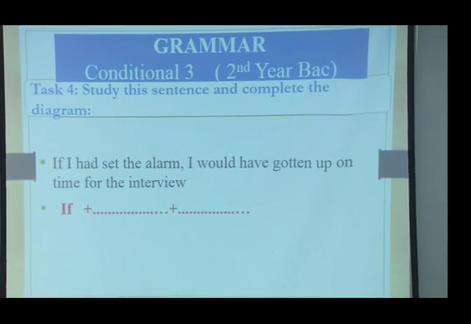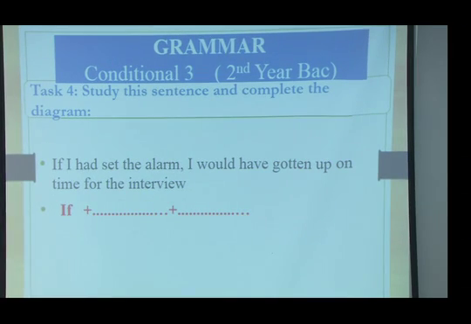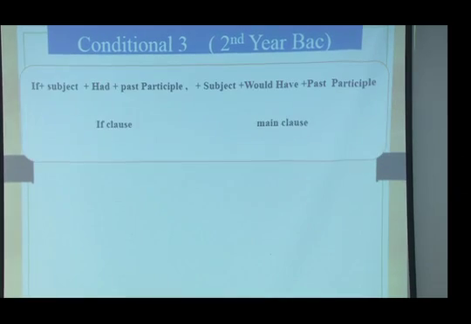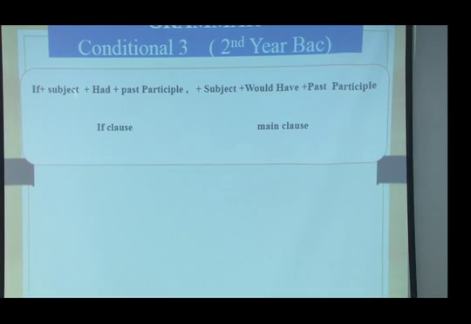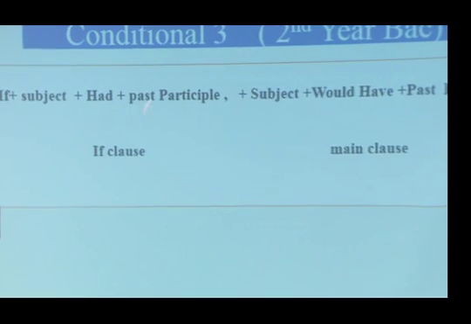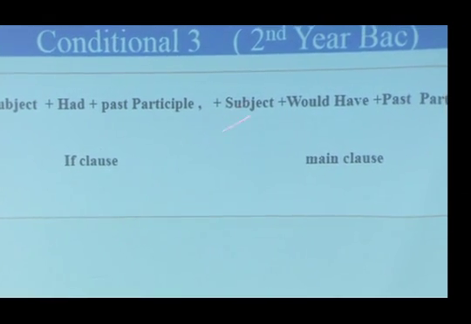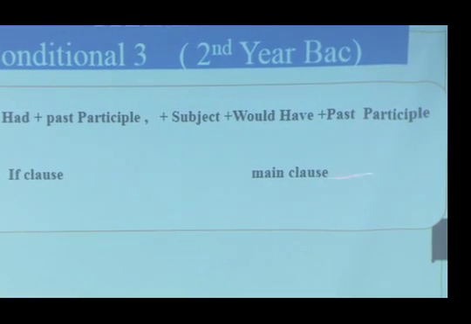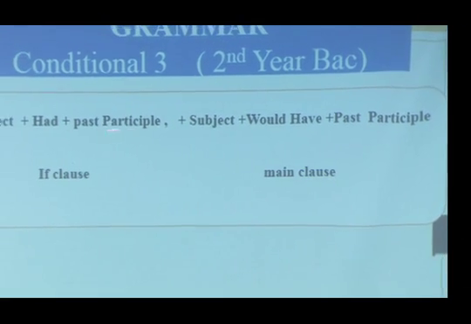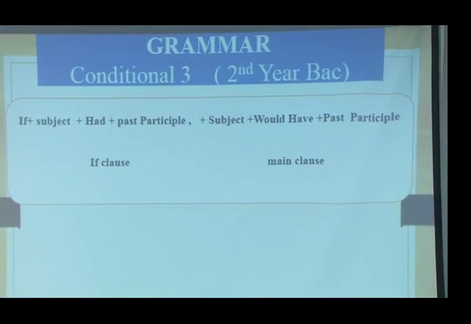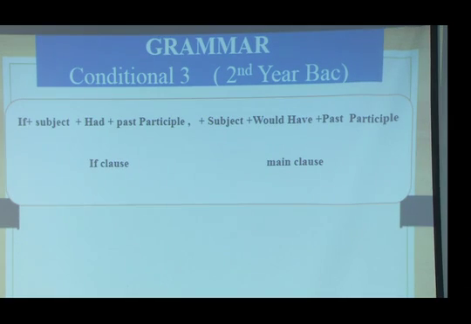Now study this sentence and complete the diagram. If I had set the alarm, I would have gotten up on time for the interview. If plus what? Plus what? Shall we correct? If plus subject, I had set, past participle, the alarm, plus subject, I would have, and past participle. This is the if clause, and this is the main clause. If clause is A and main clause is B.